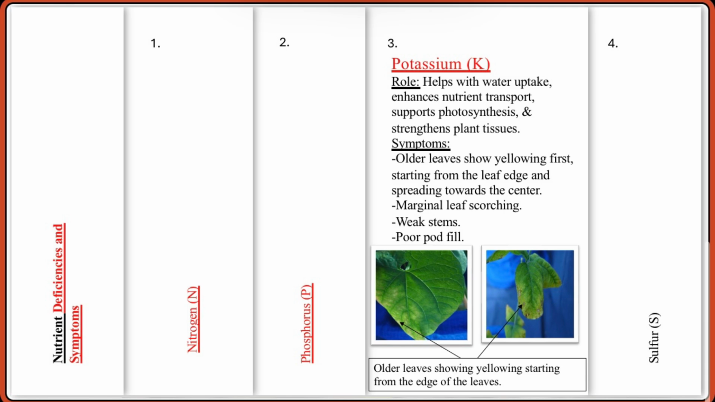Our third deficiency is potassium. The role of potassium: it helps with water uptake, enhances nutrient transport, supports photosynthesis, and strengthens plant tissues. The symptoms are older leaves show yellowing first, starting from the leaf edge and making its way towards the center. Marginal leaf scorching, weak stems, and poor pod fill.